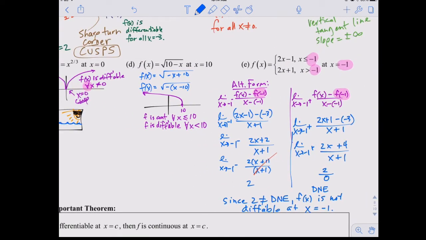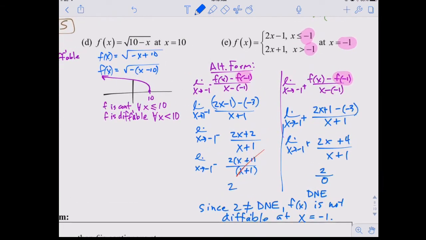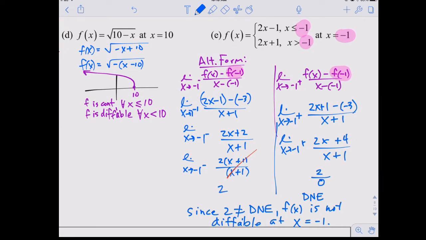If you were to just look at the slopes, they were both lines, and they both had slopes of 2 from the left and right. Differentiability is more than just slopes being the same. It has to be continuous first, and then the slopes have to be the same. Now, if I asked you later on just to determine if this thing was differentiable at x equals negative 1, and you didn't want to do the alternate form, could you just check for continuity first?